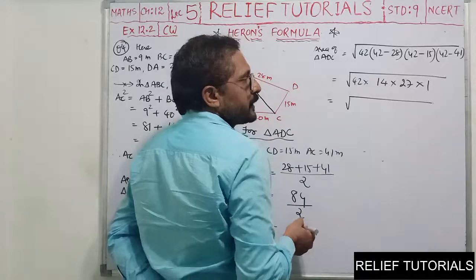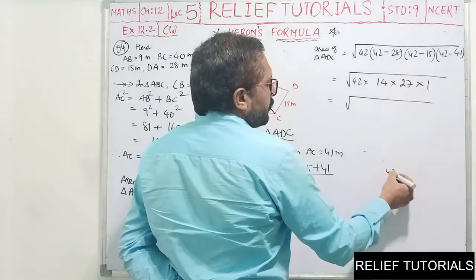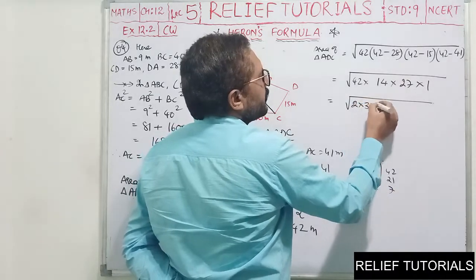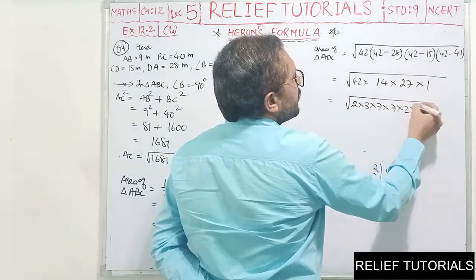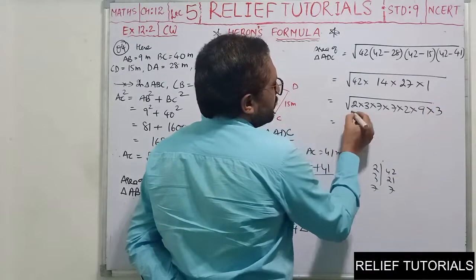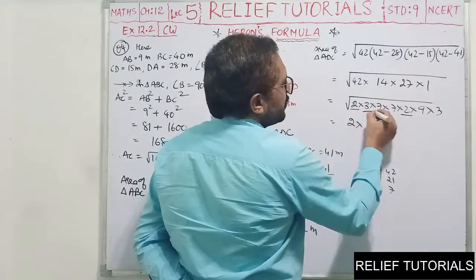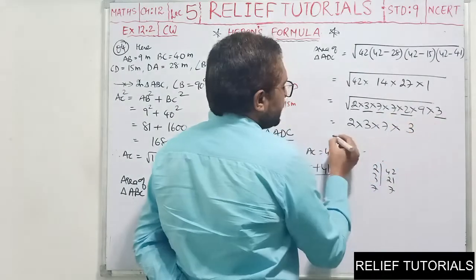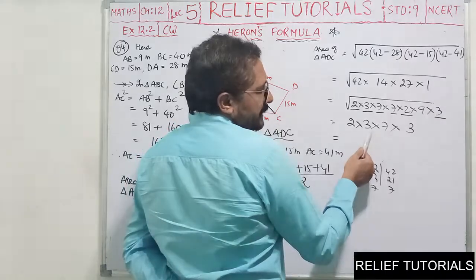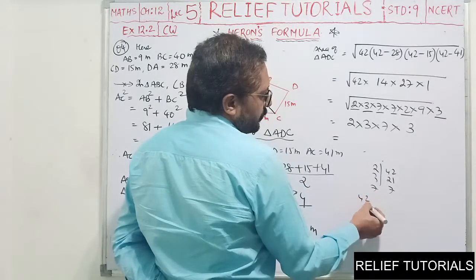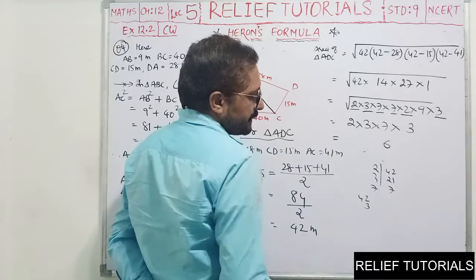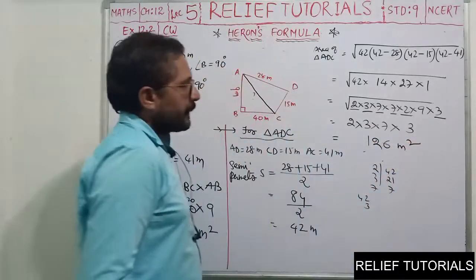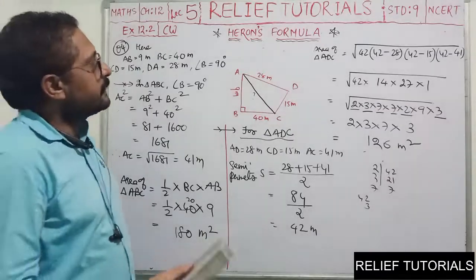So now the factors are, 42 factors as 2 into 3 into 7. Here 7 twos are 14, 9 threes are 27. Writing the factors, the pairs come out: root of 9 is 3. 3 twos are 6, 6 into 7 is 42, 42 threes are 126. So we get 126 meter square. In this way you got the area of triangle ADC.